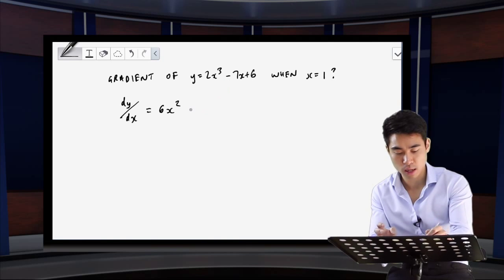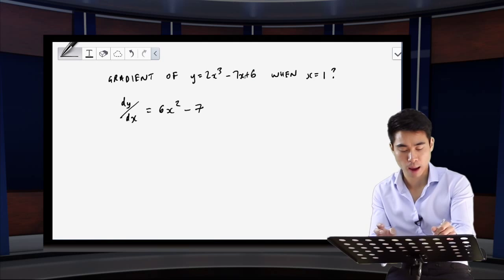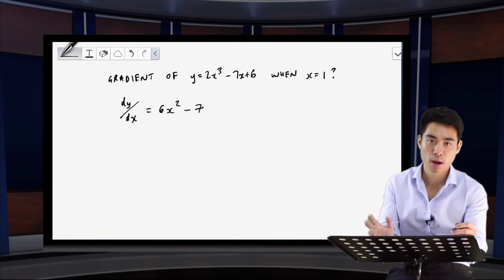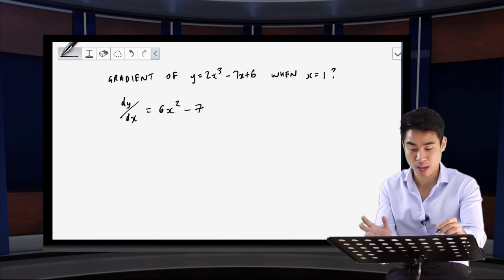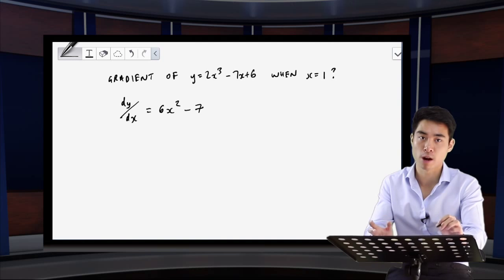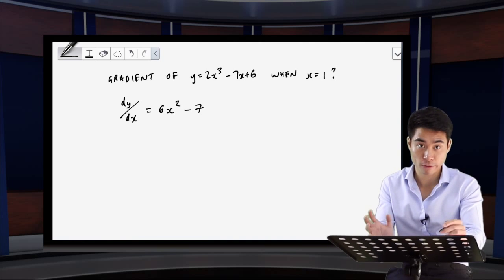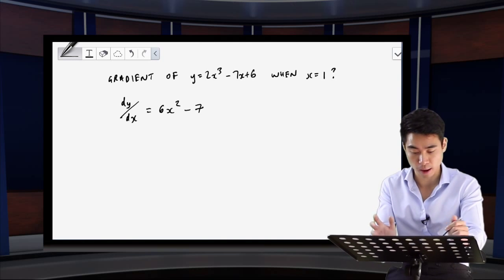Second term here, minus 7x. You know that when you have a linear term like this, you differentiate it, all you do is take that coefficient there. And then that plus 6 is a constant term. Constant term has no gradient. Easiest thing to do when you're differentiating a constant term like that, it just disappears.